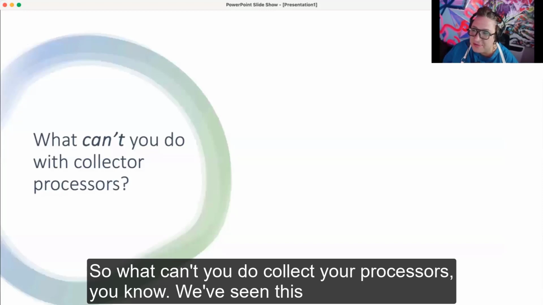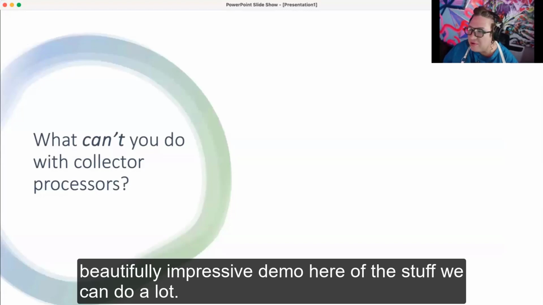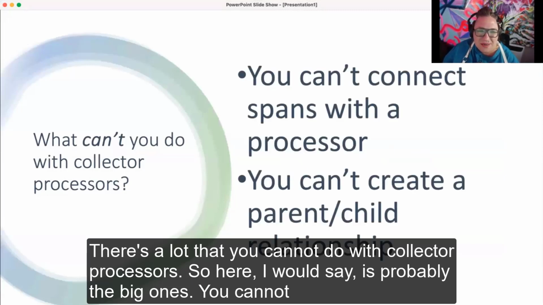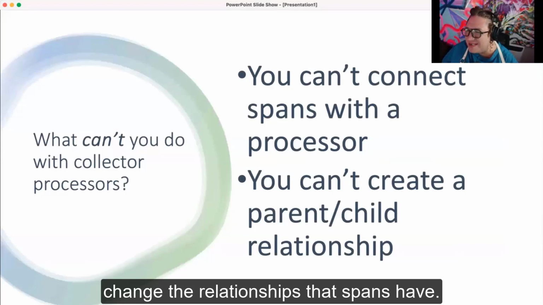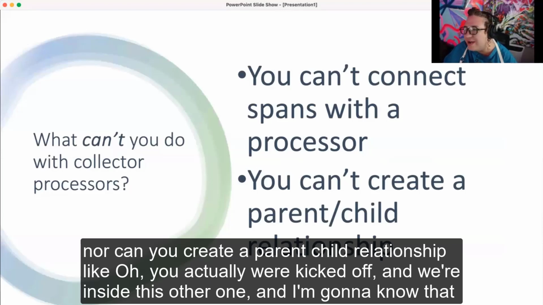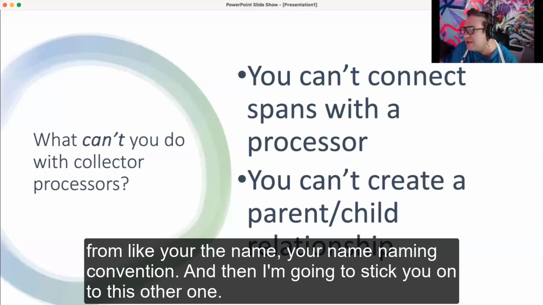So what can't you do with collector processors? We've seen this beautifully impressive demo here of the stuff we can do. There's a lot that you cannot do with collector processors. Here, I would say the big one is you cannot change the relationships that spans have with the processor. You cannot just say, hey, you go be part of this trace now, nor can you create a parent-child relationship, like, oh, you actually were kicked off inside this other one, and I'm going to know that from your naming convention, and then I'm going to stick you onto this other one.